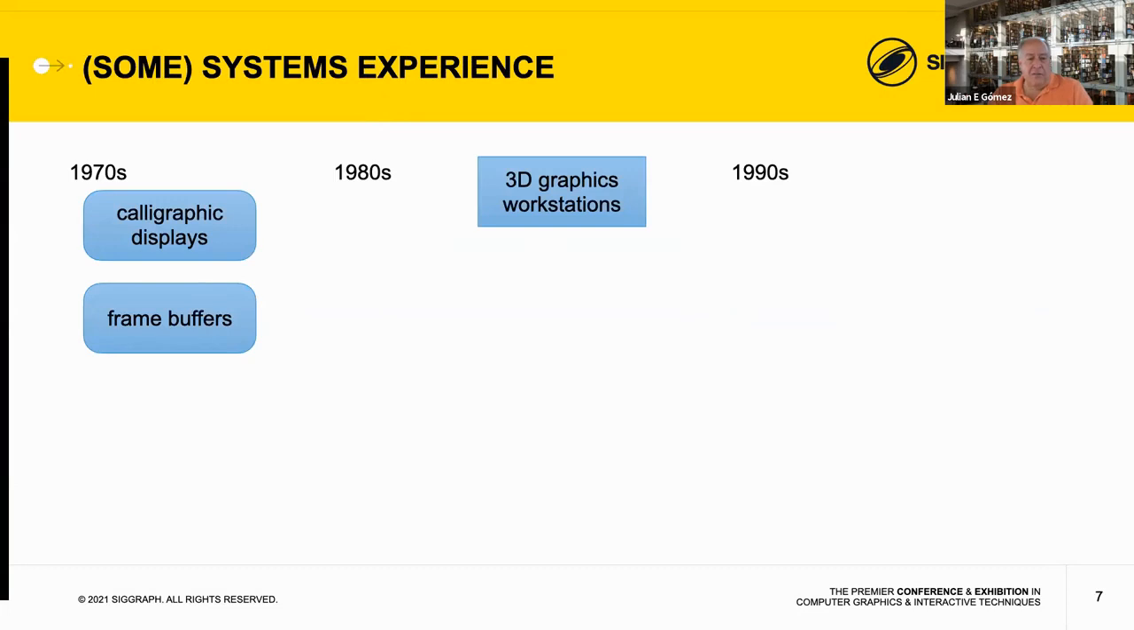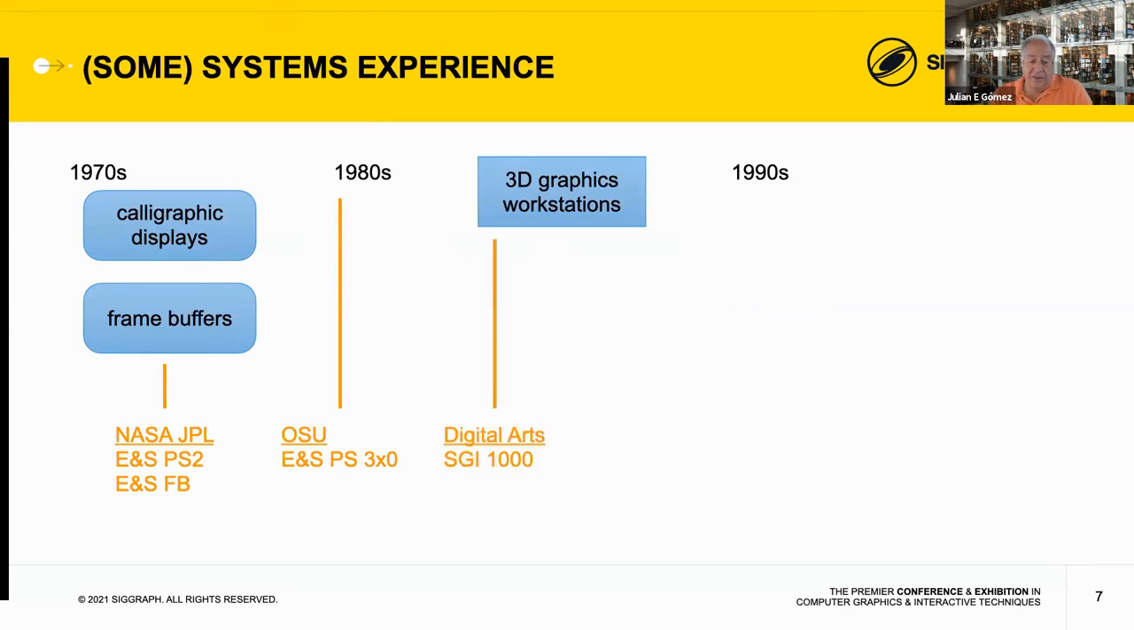In terms of my own experience with SGI, I started at the JPL Graphics Lab using Evans and Sutherland equipment, and then at Ohio State using more Evans and Sutherland equipment. The PS300 was a major departure from the previous architecture of the PS2, going away from display lists to a data flow approach, and it was great.